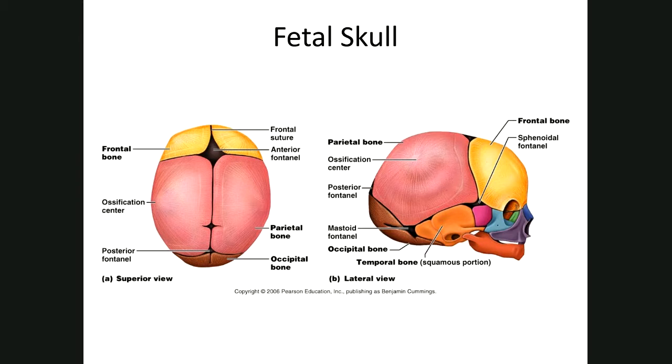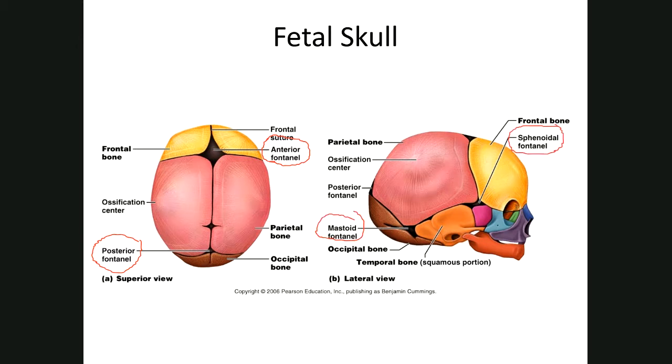This is something that I just wanted to go over briefly, and it has to do with something called a fontanelle. You see on this fetal skull, you have an anterior fontanelle right here. Anterior fontanelle here. And there is a posterior fontanelle on the back. And then you have a lateral one, there's a mastoid here, and a sphenoidal one here. So there are 4 fontanelles.